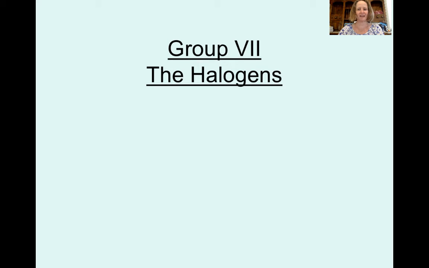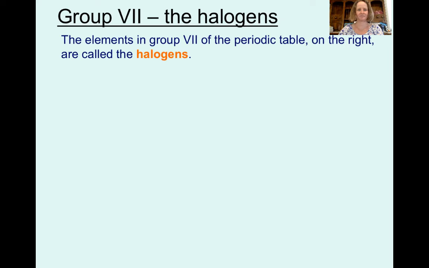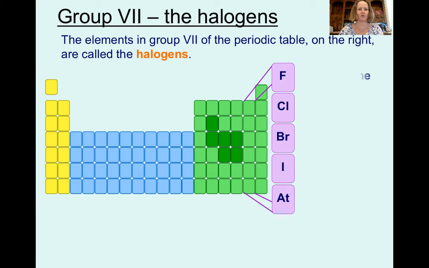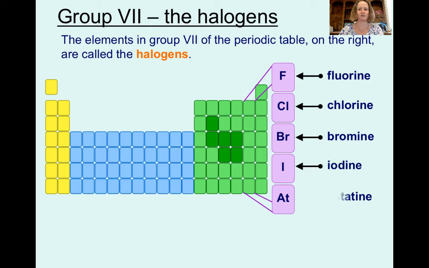Group 7, the halogens. The elements in Group 7 of the periodic table are over on the right. They're called the halogens. Starting at the top, we have fluorine, chlorine, bromine, iodine, and astatine.